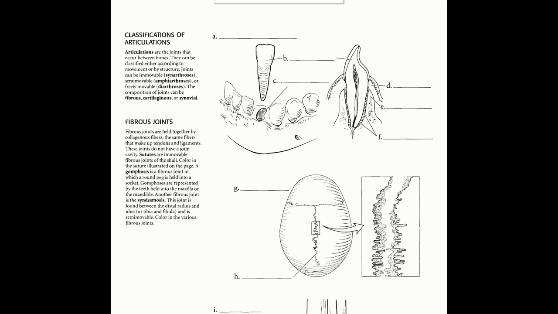Hey everyone, so in this video we're going to talk about the classification of joints. We're going to talk about three main categories of joints and how they function in the body. The one we're going to start off with is the synarthrotic category. Synarthrotic is any type of joint that is immovable. It does not move. The first example of a synarthrotic joint is going to be a gomphosis. That's going to be our top one here.